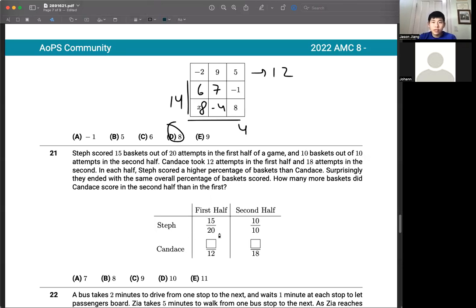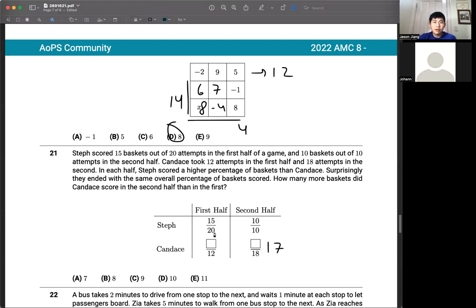So, since they each took 30 shots in total, that means they also made the same amount of baskets. Steph made 25, Candace must have also made 25. Now, in the second half, Steph made 10 out of 10, which is 100%. And since Candace made fewer than that, we know that she made at most 17. Could be anything under 17.